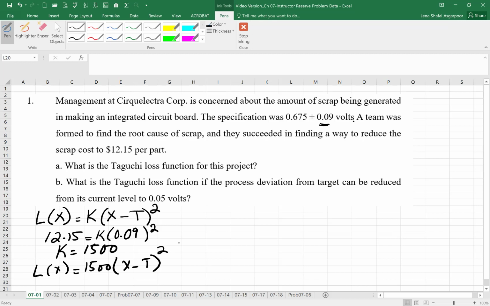In part B, we're told: what is the Taguchi loss function if the process deviation from target can be reduced from its current level to 0.05? We're still using the same loss function, but now we get 1500 times the variation, 0.05, squared.